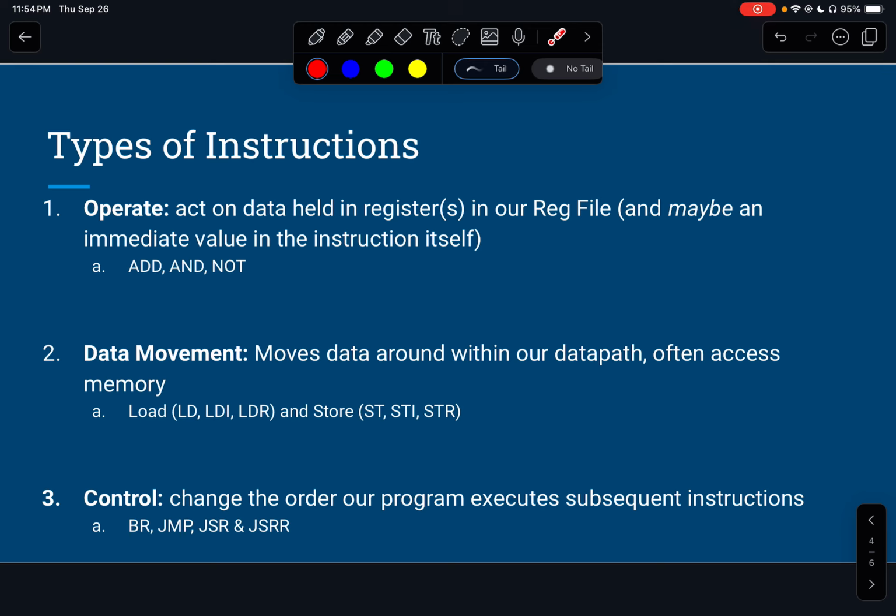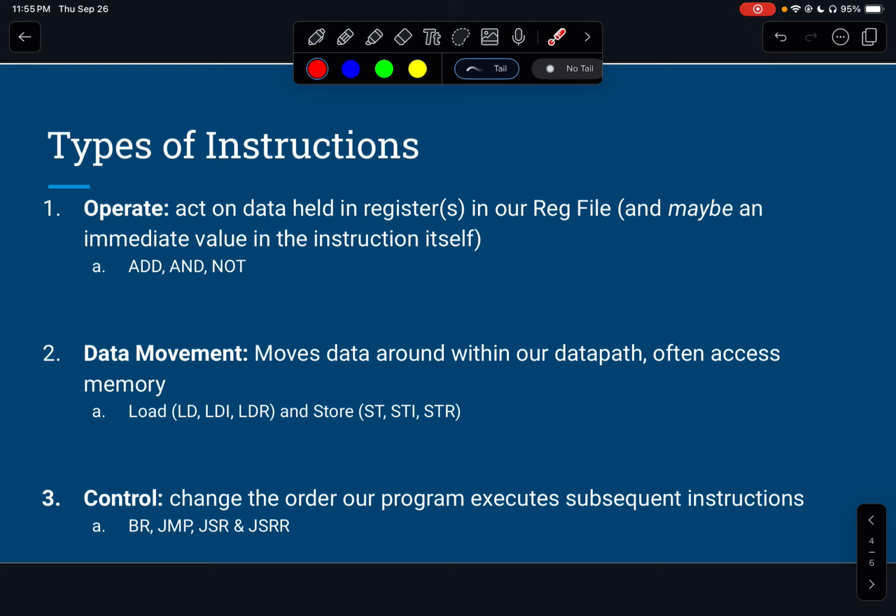Second classification is going to be data movement. So these are going to be like our loads and our stores, and these are going to move data around within our data path, and they're often going to go through and access memory. And if you'll notice, there are 3 of these. These are all loads, and they differ in their type of addressing mode. So this is going to be PC relative, this is going to be indirect, and this is going to be base register plus offset. And obviously same thing here.